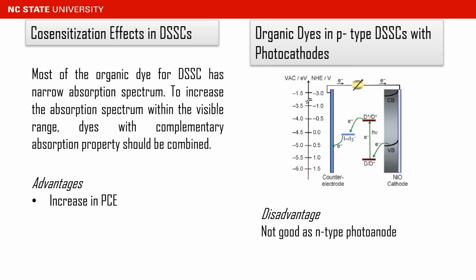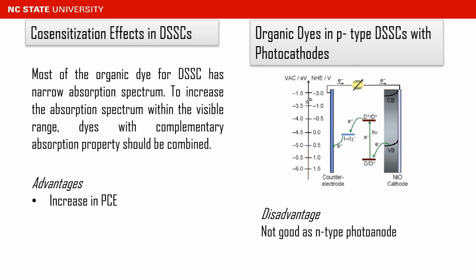Now I will talk about co-sensitization effects in dye-sensitized solar cells. Most of the organic dyes for dye-sensitized solar cells have a narrow absorption spectrum. To increase the absorption spectrum within the visible range, dyes with complementary absorption properties should be combined or mixed, and that is how we can increase the power conversion efficiency. Different research studies showed this approach to increase the absorption spectrum of the dye-sensitized solar cell.